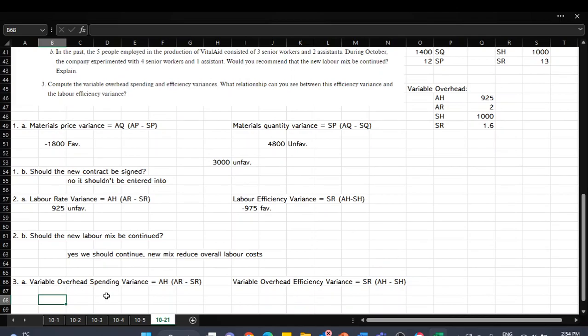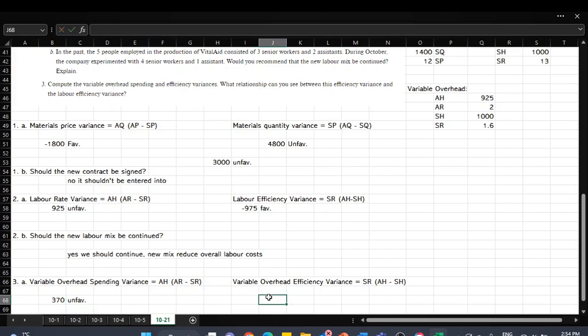And lastly, we want to look at our overhead. So again, we've isolated all of our information that we can put directly into our formulas. So for our variable overhead spending variance, our actual hours, we know are 925. Okay, we're going to multiply that by our actual rate, which was $2, minus our standard rate of $1.60. And that's going to give us a variance of 370, which appears as a positive number, which means it's an unfavorable variance, right? Which makes sense if we look at our actual rate being more than our standard rate, okay?